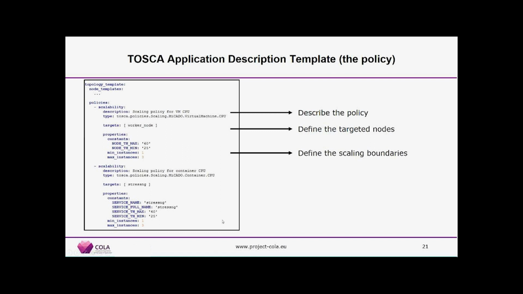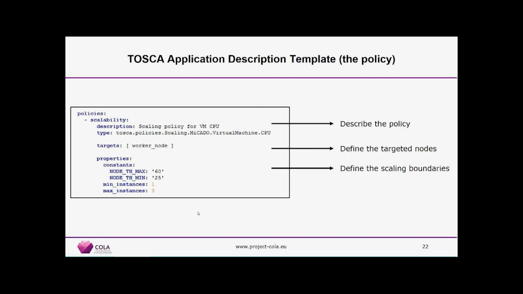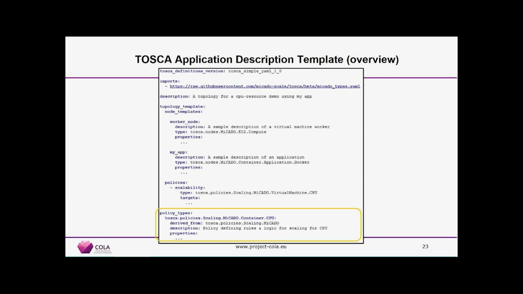You can see then we've defined a very, very similar looking policy just under, which defines the scaling policy for container CPU resource. Again, we give it a target. Here we're targeting the StressNG app, and you can see we've provided some properties which are specific to the tosca.policies.scaling.micado.container.cpu type. Again, those are min instances, so that's the minimum number of containers we want, and then thresholds similar as before. That's just a deeper look at it. Again, I don't think you really need it.